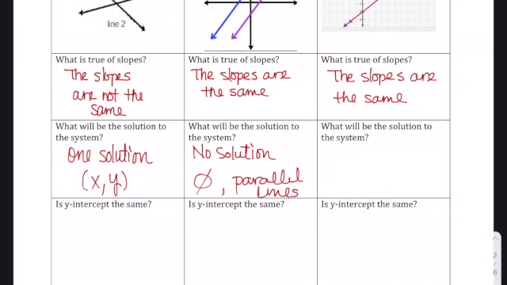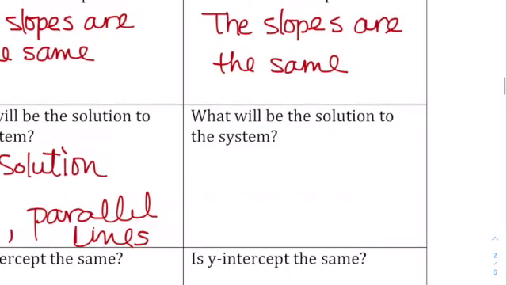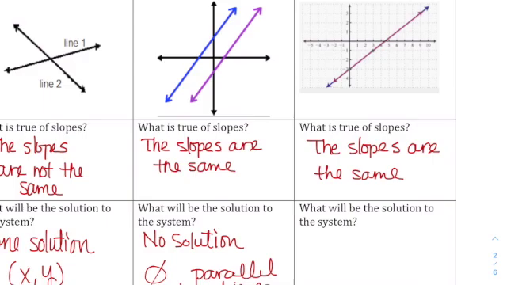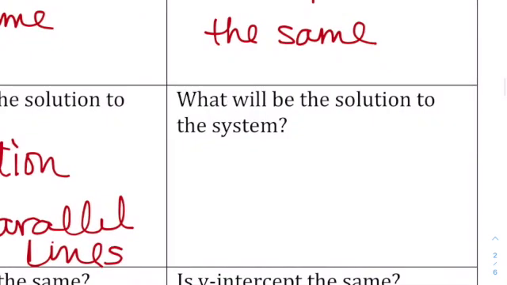Next one, what will be the solution to the system? Now look at it, since they coincide, they are points shared by the same line. They have infinitely many solutions. Now there's also another way to write it properly, because when you say infinitely many solutions, what does that really mean? I will show you guys in a minute.